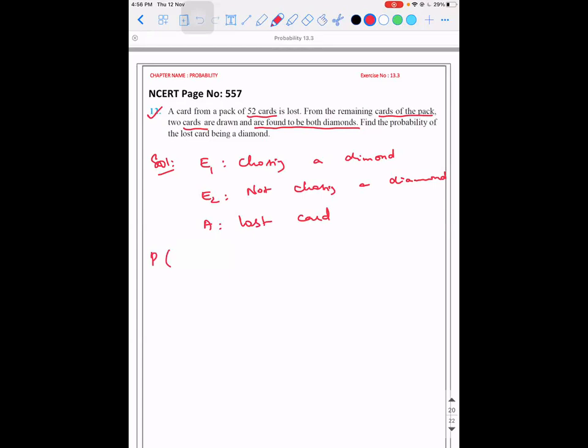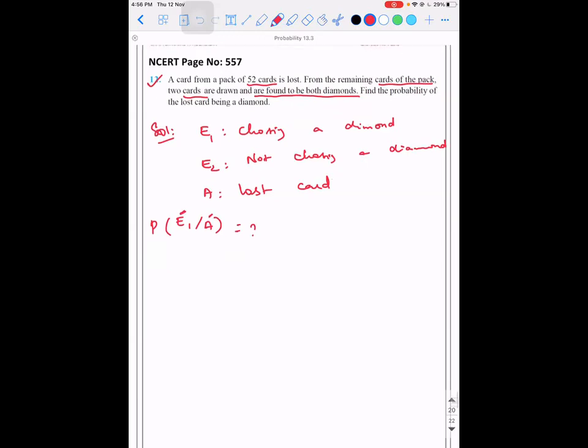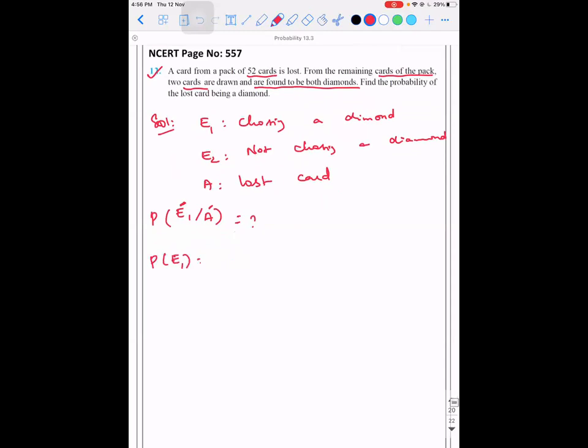So what are they asking? Probability of E1 given A. So what is the probability of E1 given A? That's what they're asking, no? What is the probability that you choose a diamond and it's a lost card? Okay, so what is the probability of E1? What is the probability of choosing a diamond?